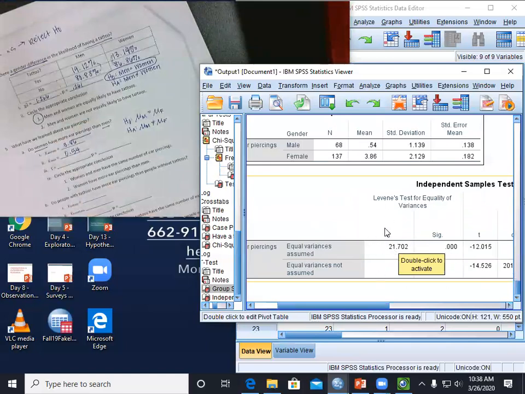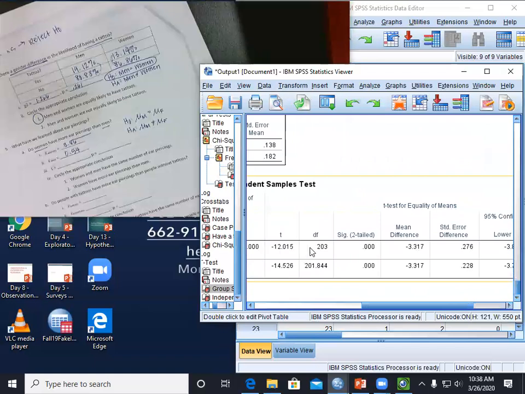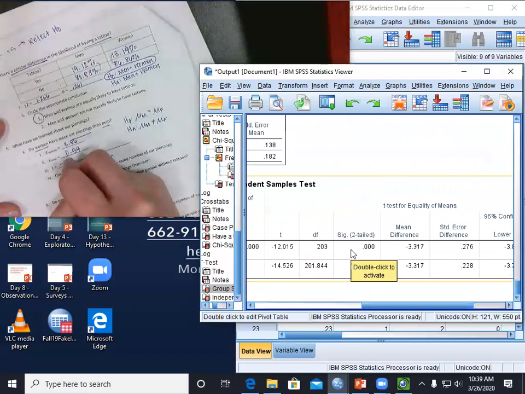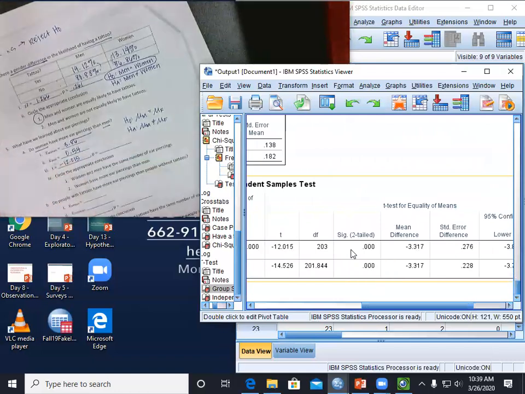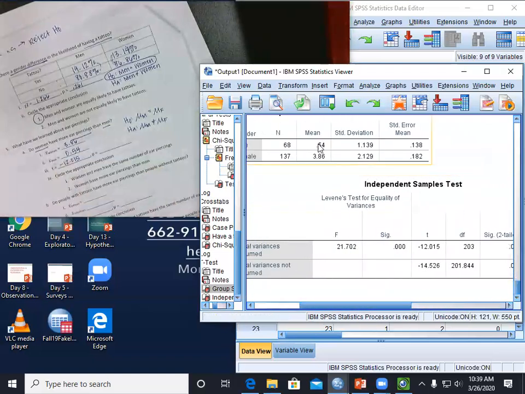We are looking for a t-statistic, and this is an F. So we don't want that. We're going to scroll right past that to look for our t-statistic on the top line of data. Our t-statistic is negative 12.015. Remember that it's negative because the smaller mean came first.